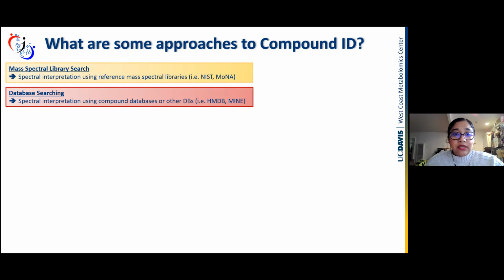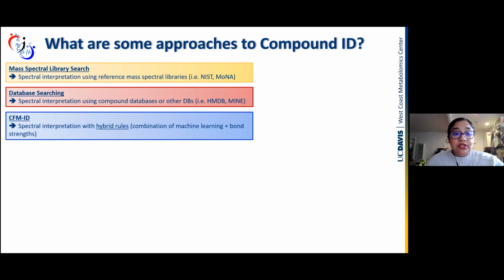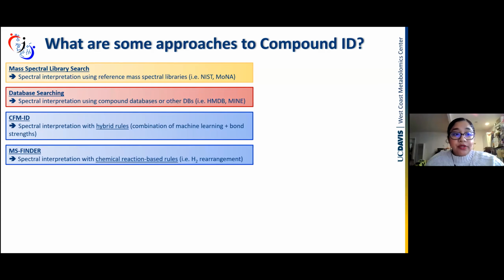And some other techniques for compound identification use in silico software for compound ID. CFM-ID is one of them, a very popular one that I teach quite routinely. This is spectral interpretation using hybrid rules, so a combination of machine learning plus bond strengths. There's also another tool called MS-FINDER, developed by Dr. Hiroshi Tsugawa. It's a spectral interpretation with chemical reaction-based rules, specifically hydrogen rearrangement rules.